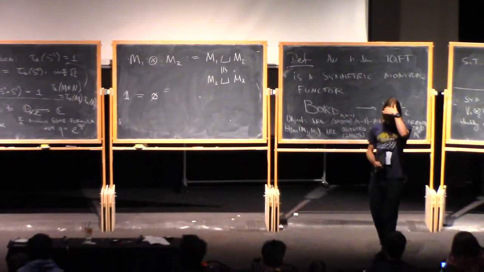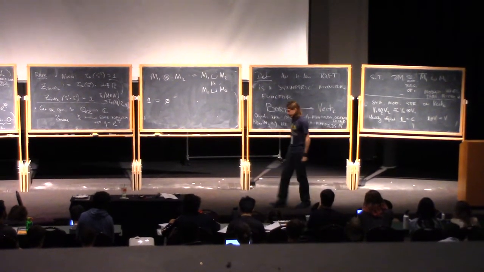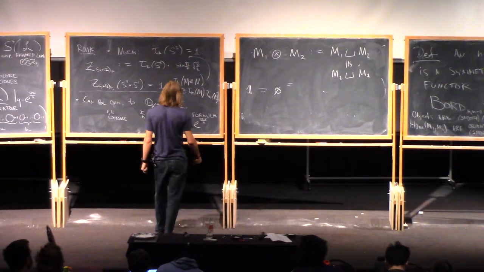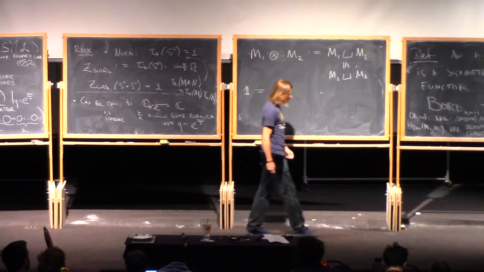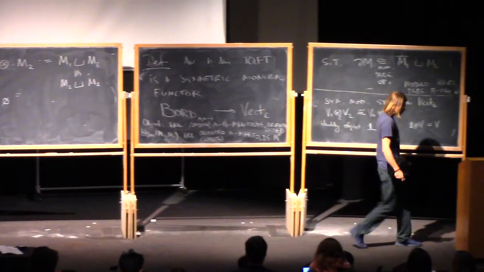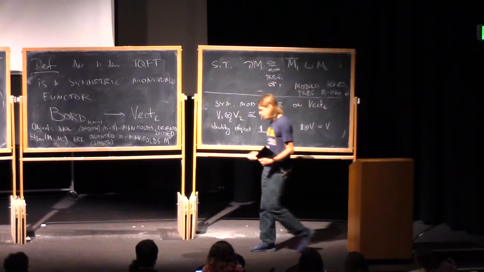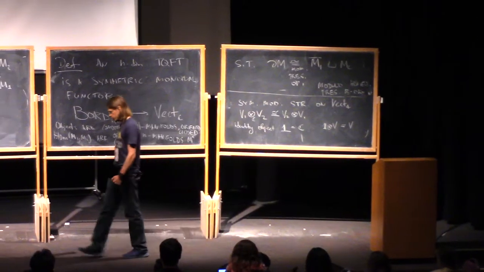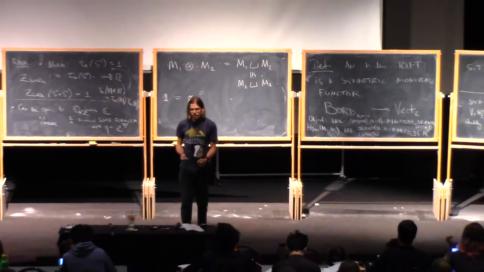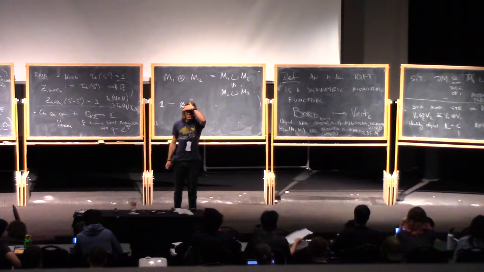Well, I'm saying in three dimensions and lower, it doesn't really matter. The statement is that for any manifold there is a unique smooth structure on it, up to dimension three.